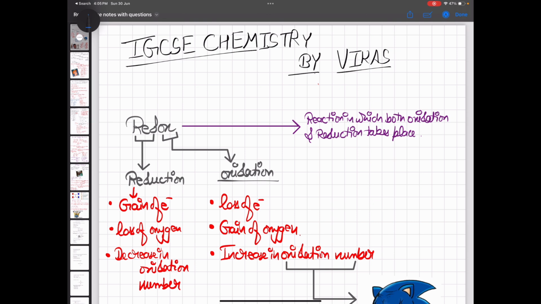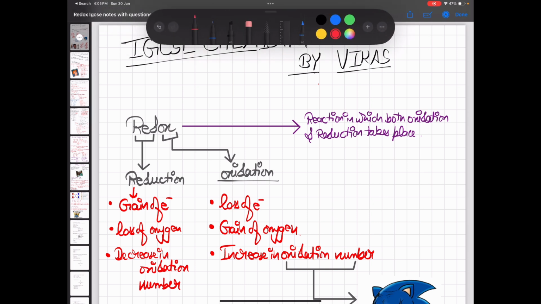Now the topic's name is redox reaction. So first of all, we need to break this term. What does redox reaction mean? If you look at the term redox, the first word is RED, that is red. It stands for reduction. What is reduction? We will understand it. Have some patience. Ox means oxidation. Means we can say redox is a reaction in which both oxidation and reduction take place. That's it. So this point should be clear to all of you.